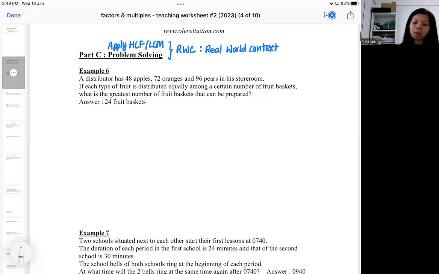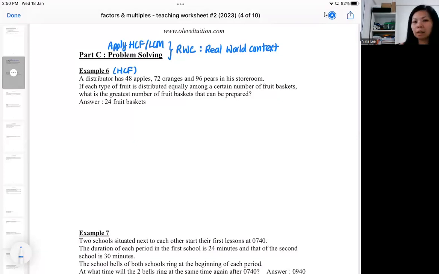So in this sense, what are we trying to do? We are trying to divide out the 48 apples, the 72 oranges, and the 96 pears. When we want to divide numbers, we are exploring the factors. Like 48 can be divided by 2, 72 can be divided by 2, 96 also can be divided by 2. So we are going to find a common number where the apples, oranges, and pears can be divided by. In a way, that will be the HCF. So this question is actually a HCF question.